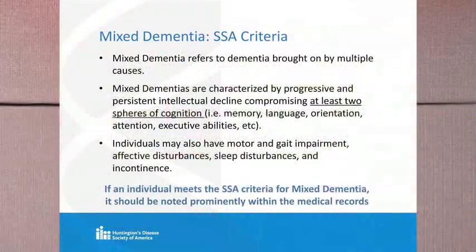In terms of the mixed dementia SSA criteria, it refers to dementia brought on by multiple causes. Huntington's disease can be one. They're characterized by progressive and persistent intellectual decline, compromising at least 2 spheres of cognition. So that can be memory, language, orientation, attention, executive abilities. Again, these are measures that are all assessed on the standard bedside measures of cognition. Individuals can also have motor and gait impairment that can impact their cognitive, sleep disturbances, and incontinence. These all can add into the diagnosis of mixed dementia under SSA criteria. It should be noted prominently in the medical record.